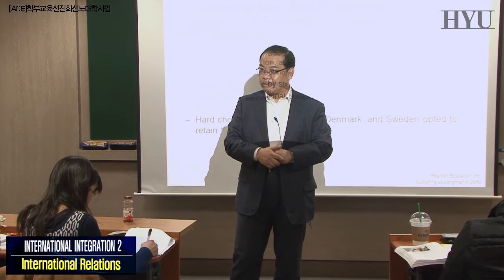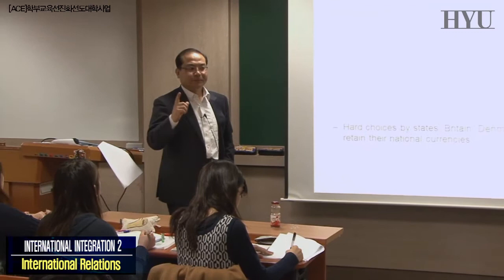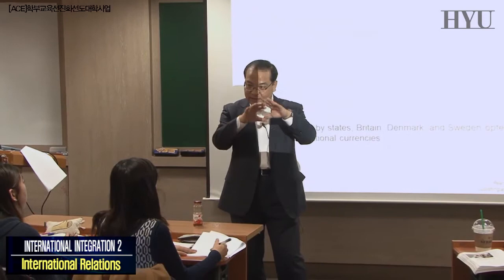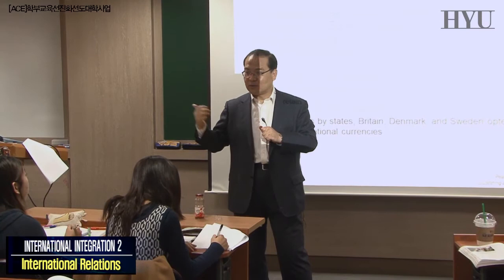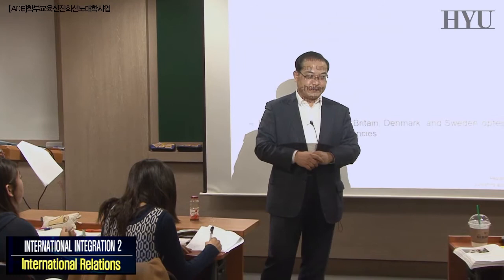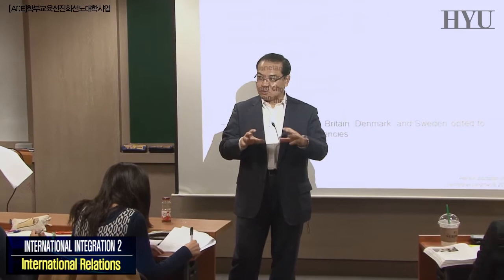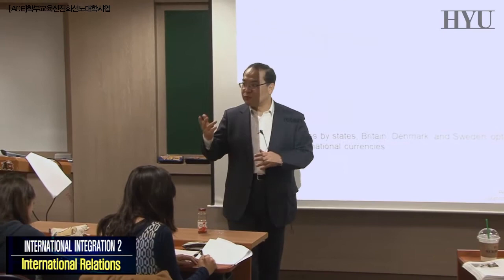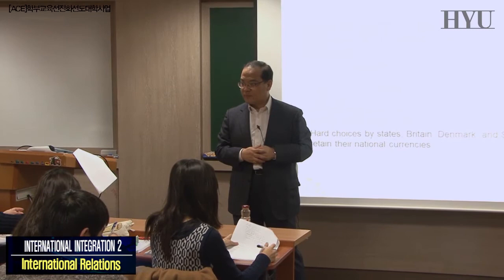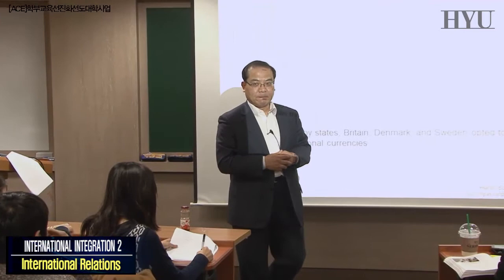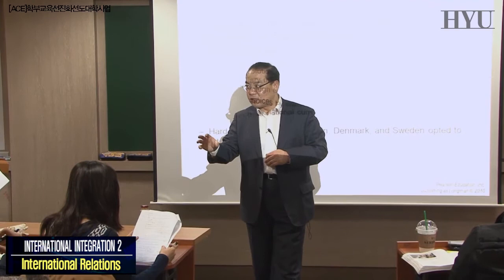What did we learn from our textbook about this? How do we explain this kind of change using terms from our textbook? Changes in the distribution of power. Because China has become so strong, right? What is this perspective? Realist perspective. This is the realist perspective, right? The rise of China, changes in the distribution of power. These are the reasons.